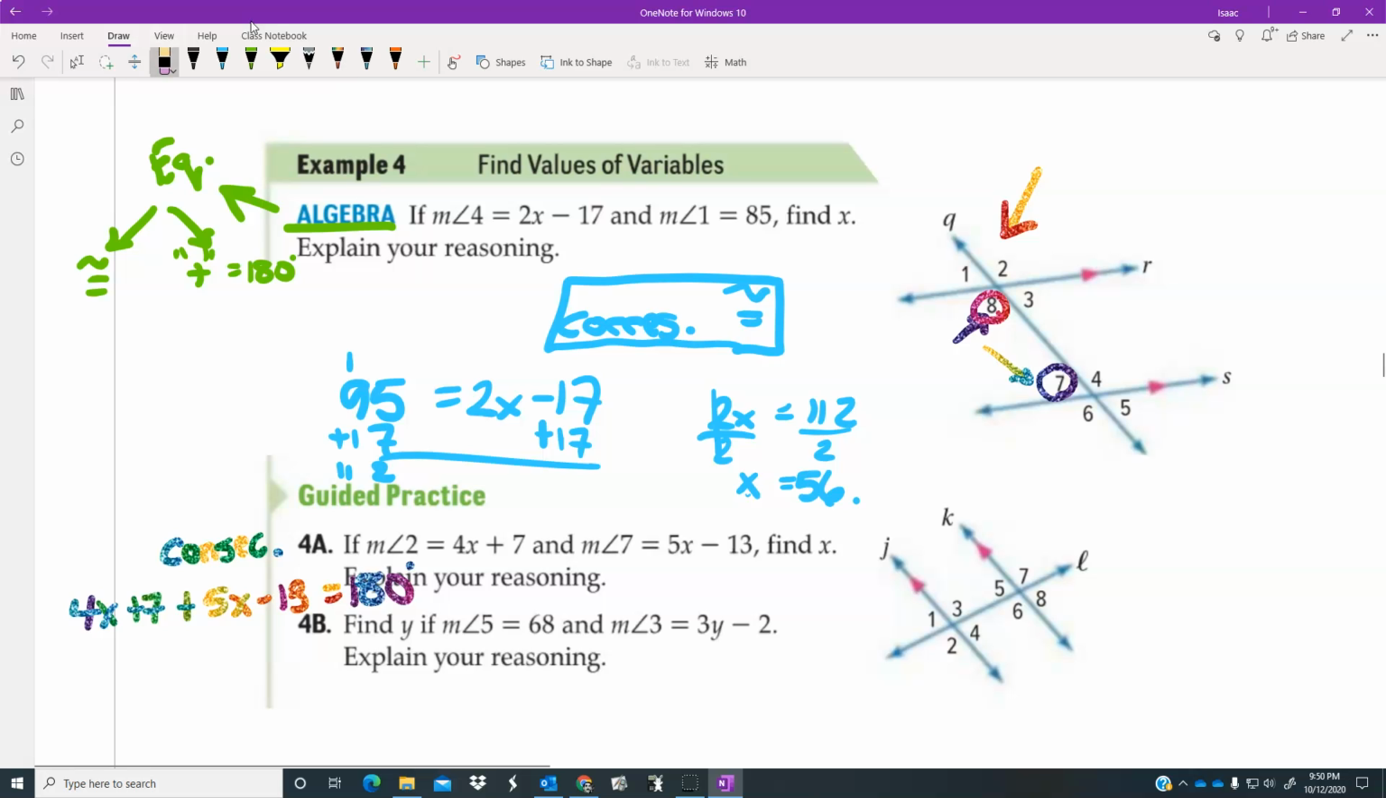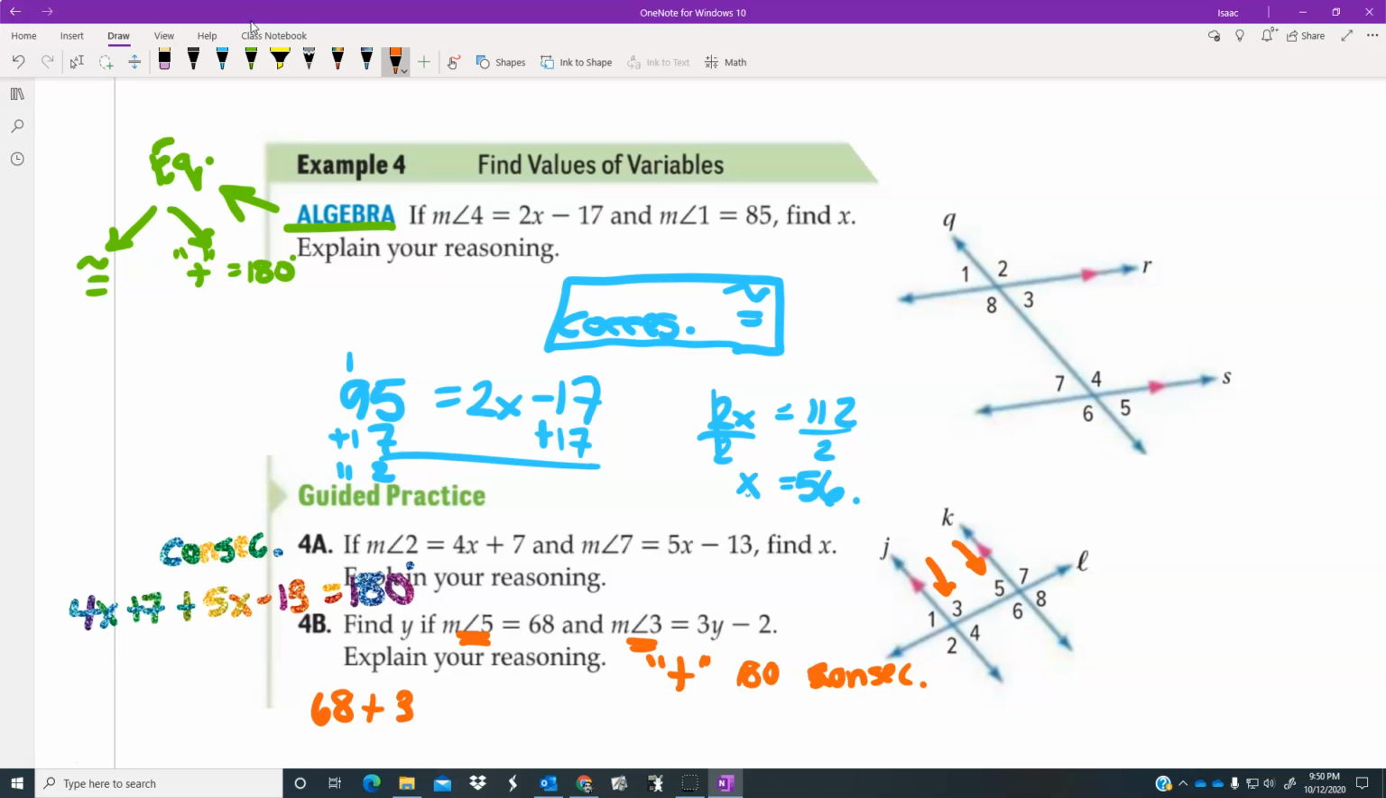Okay? So if the relationship's not there directly, look a little bit harder at what other things it's possibly the same as. 5 and 3, I think, are a little bit better. I don't know why I went up to that picture. Maybe I shouldn't have. 5 and 3, oh, look, these are right here. Those are non-sliders, so they must add to 180 because they are consecutive. So that answer would be 68 plus 3y minus 2 equals 180, and you're off to the races to solve for y. Okay, it's because they're consecutive, and that would be your reasoning.